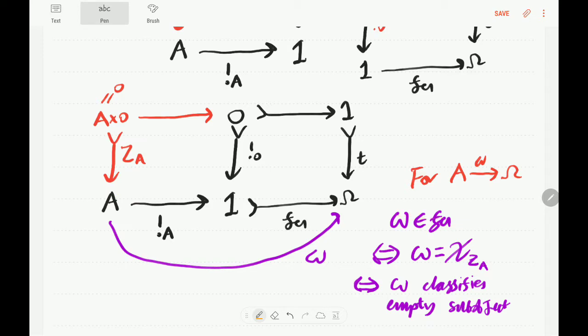So how do we see this? Well, W is in false is equivalent to saying that W equals false after exclamation mark A. And so the subobject classified by W will be the pullback of true along false after exclamation mark A. Now, by the pullback lemma, that's just the pullback of true along false, which gives exclamation mark 0, and then the pullback of exclamation mark 0 along exclamation mark A.